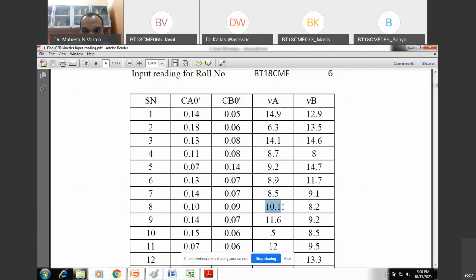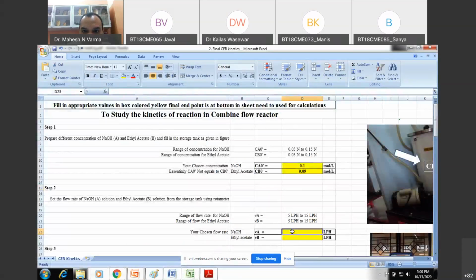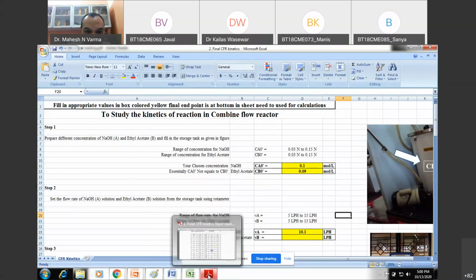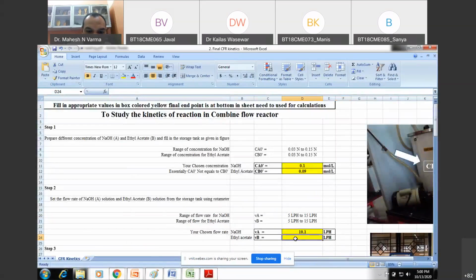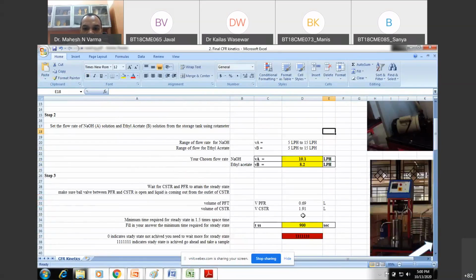Then the flow rate of NaOH is set. What is the flow rate of NaOH set? 10.1. And what is the flow rate of ethyl acetate set? It is 8.2. Now you need to wait for steady state.